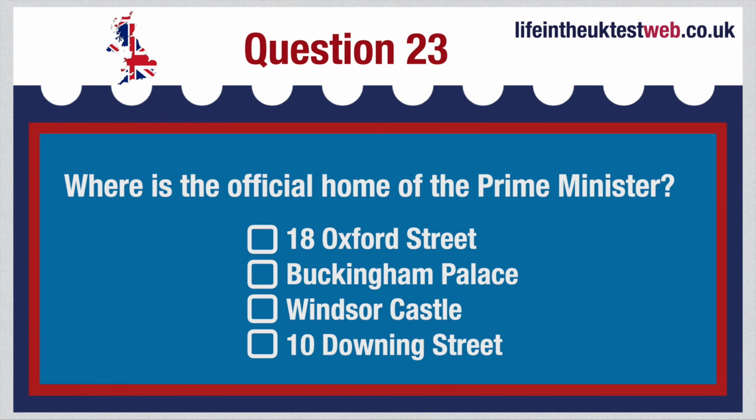Where is the official home of the Prime Minister? 18 Oxford Street, Buckingham Palace, Windsor Castle, or 10 Downing Street? The correct answer is the official home of the Prime Minister is 10 Downing Street in central London near the Houses of Parliament. He or she also has a country house outside London called Chequers.